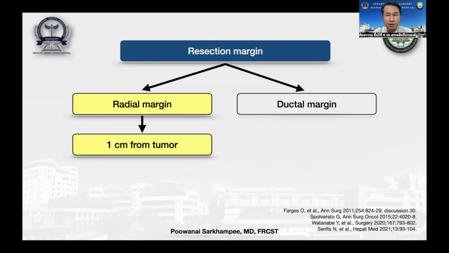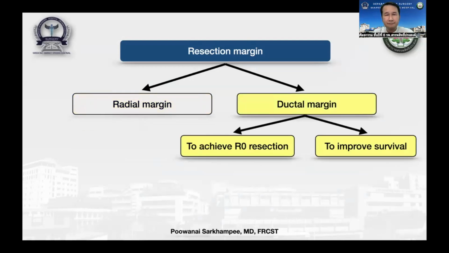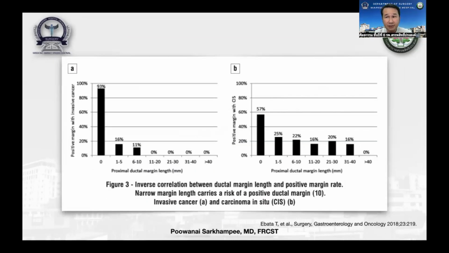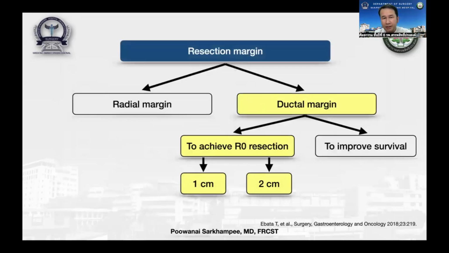For the ductal margins, the first step is how wide the margins need to be to achieve R0 resection. The literature from the Nagoya group shows that with 1 centimeter we can achieve R0 resection. There's no chance of invasive carcinoma, but for carcinoma in situ we need 2 centimeters to get rid of it. Therefore, in my practice, 1 centimeter is adequate to achieve R0 resection.